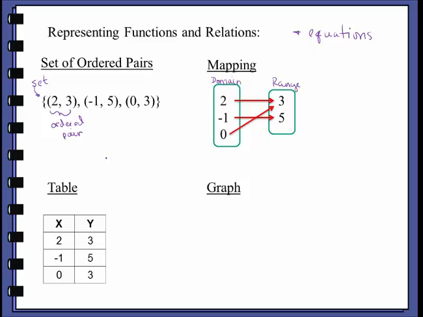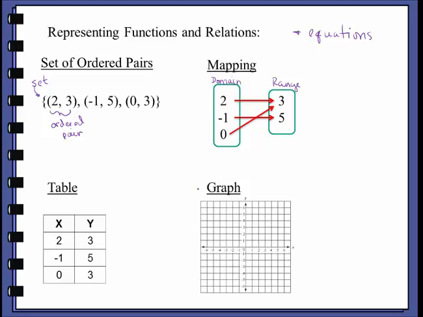We can have a table of values. Our x values are listed, our y values are listed. We can have a graph. If we have a graph, we'll have a set of coordinates. So we'll have 2, 3, -1, 5, and 0, 3. This would be our graph of this relation.